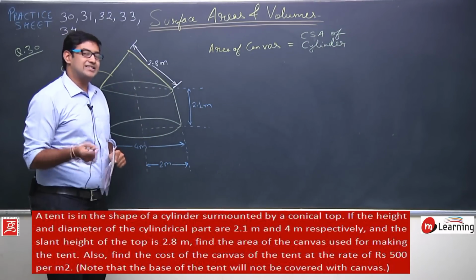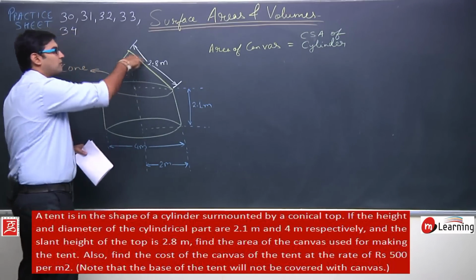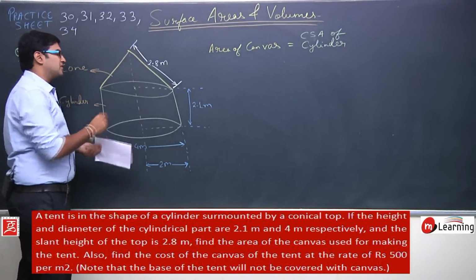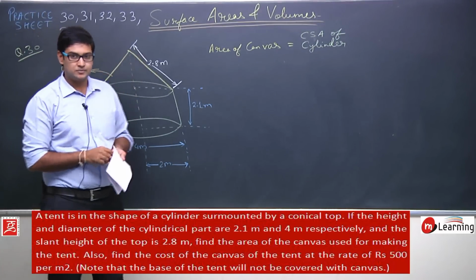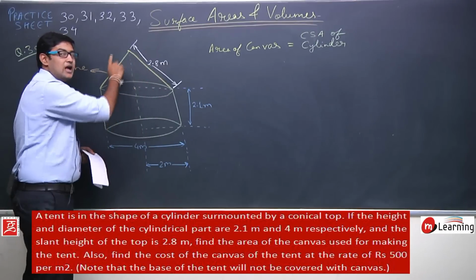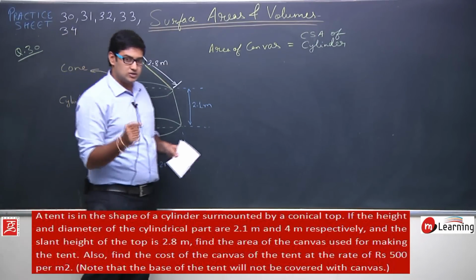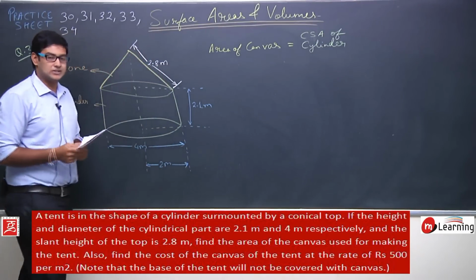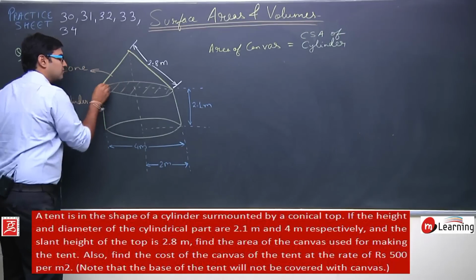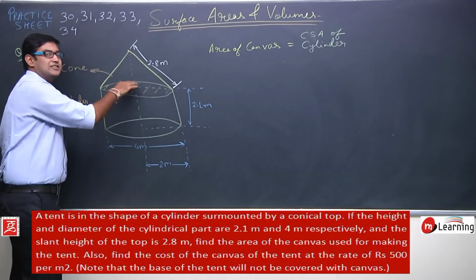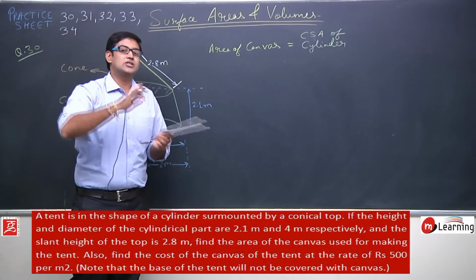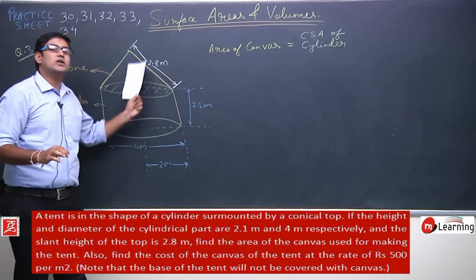Now second thing, the same canvas is also used to make the top of this complete solid figure, and I can see the top is basically a conical surface. So try to understand, if I am talking about this cone, then how much area of this cone is made up of canvas. I can see the base of the cone is not covered. This base of this cone or the top of this cylinder is not covered. सिलेंडर का टॉप ओपन है और कोन का बेस ओपन है, ओके, बिकॉज ये दोनों जुड़े हुए हैं.